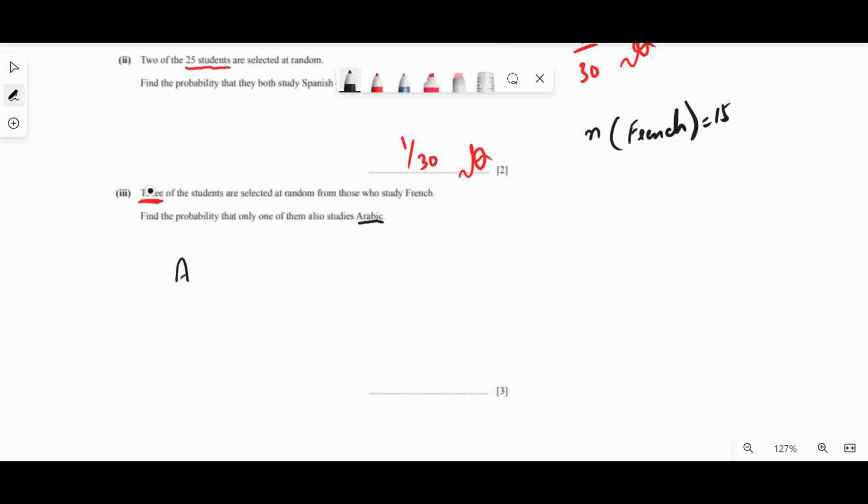Arabic, we are picking 3-1: not Arabic, not Arabic, Arabic, plus maybe for the first one not Arabic, second one Arabic, and let's say for the first one not Arabic, then again on the second pick not Arabic, and on the third pick you have Arabic. Now what will be the probability of Arabic? So how many Arabic students do you have who are also studying French? That will be 5 by 15.